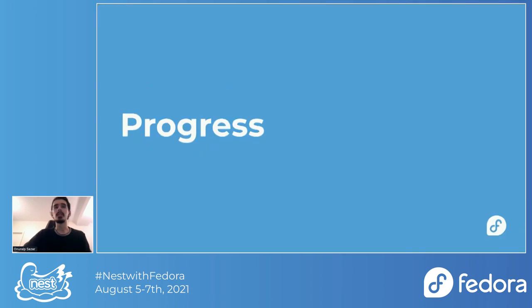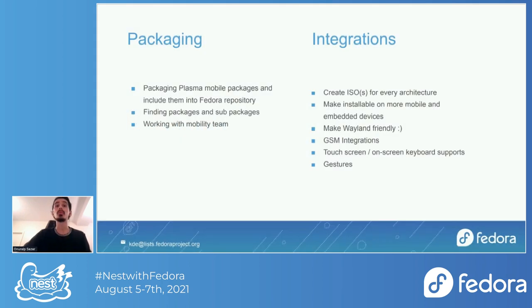So what have we done so far? Also, what do we want to do in the future? That's going to be both sections. We want to package all of Plasma Mobile and bring it into Fedora as we speak, finding the packages and sub-packages, whatever is needed. Some packages are not directly developed by Plasma Mobile. It could be some library we want to think about and find out where it is.